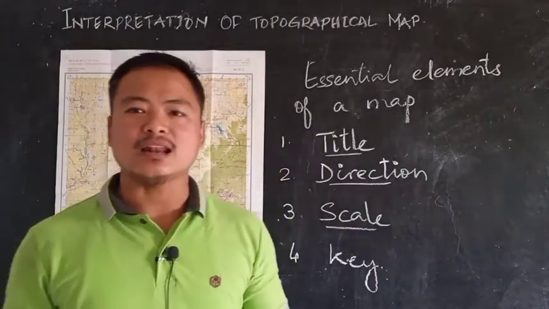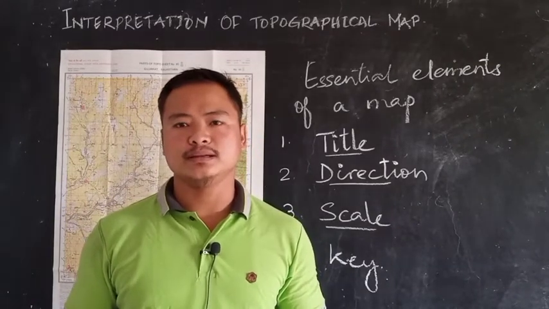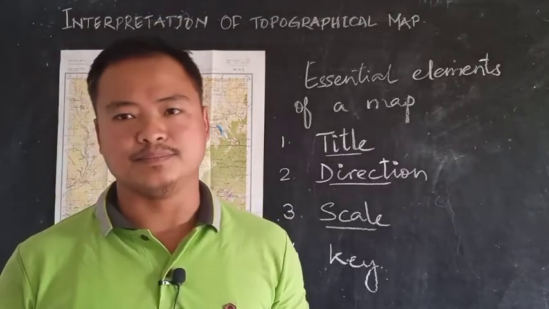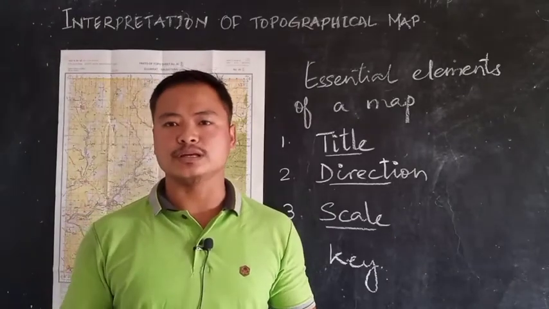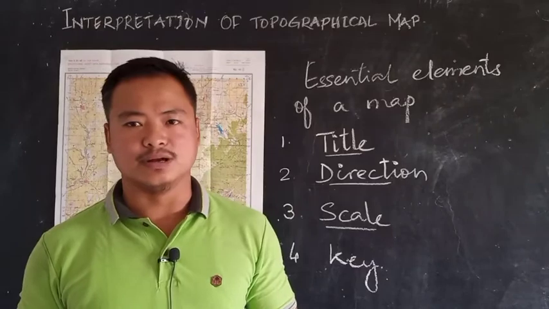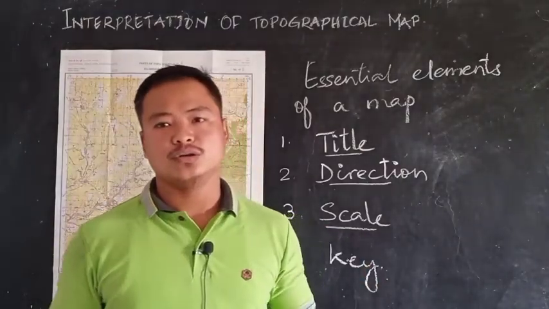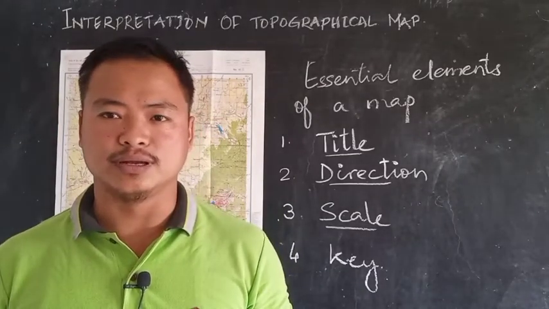Scale. A scale of a map is a ratio between the ground distance and the map distance. To any two places on the map, to show its distance on the ground, a scale is required. So it helps us to either enlarge or to decrease the distance while drawing a map.